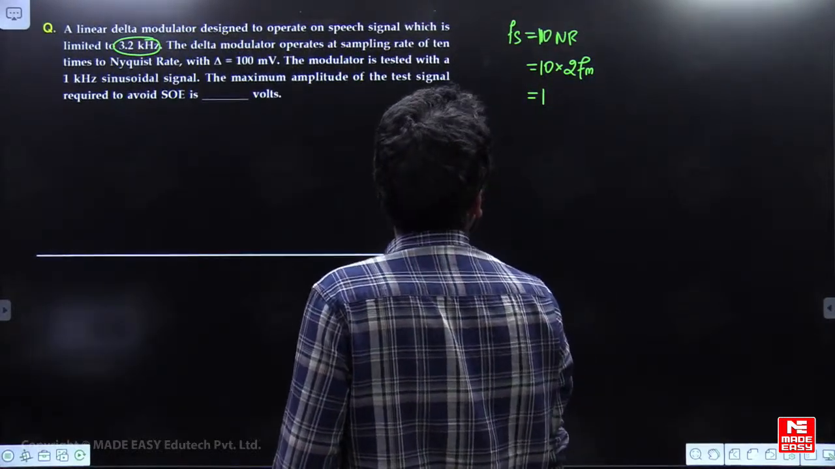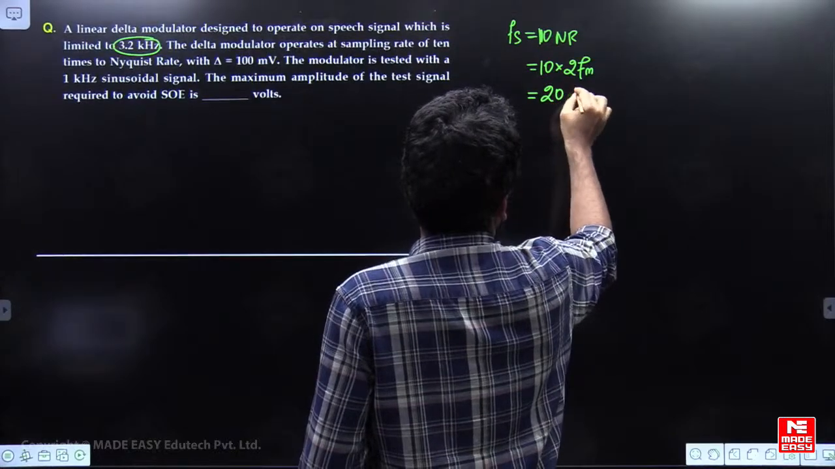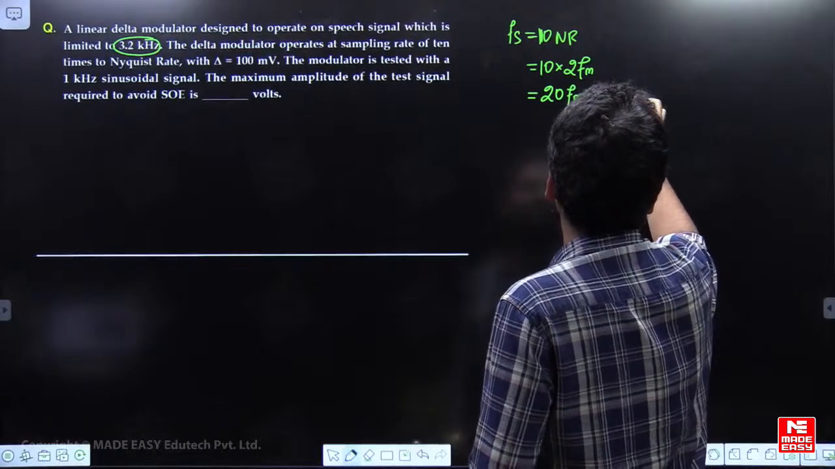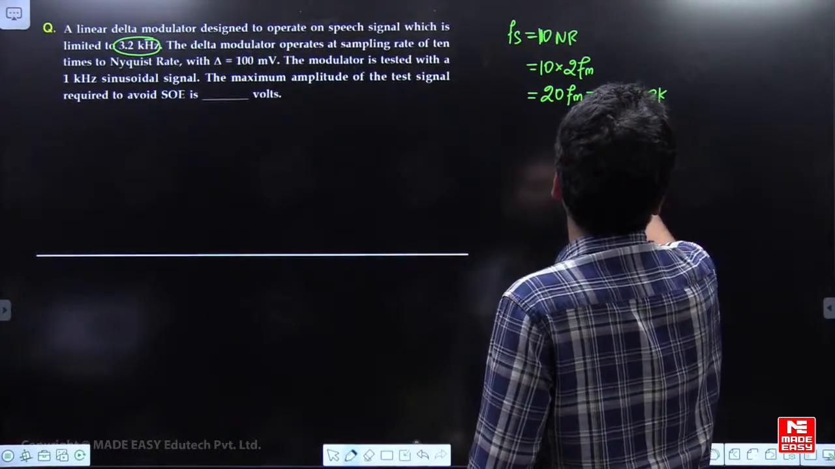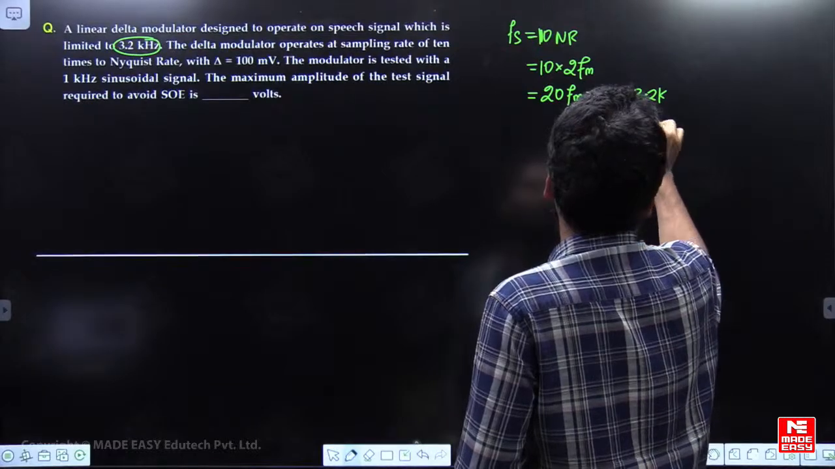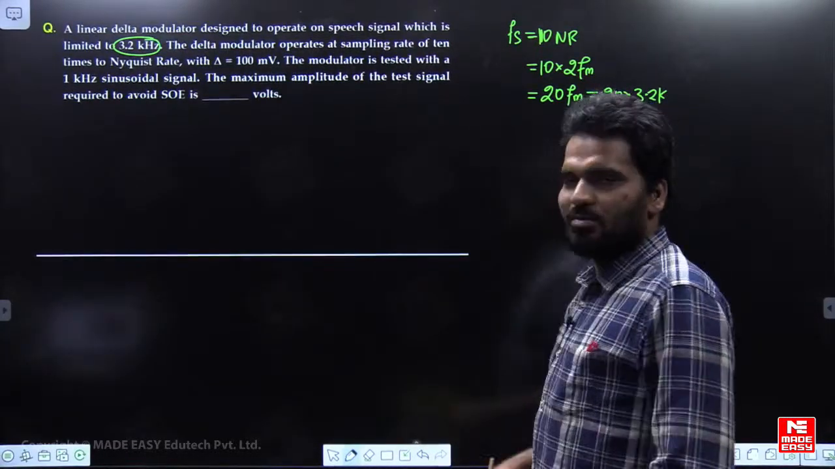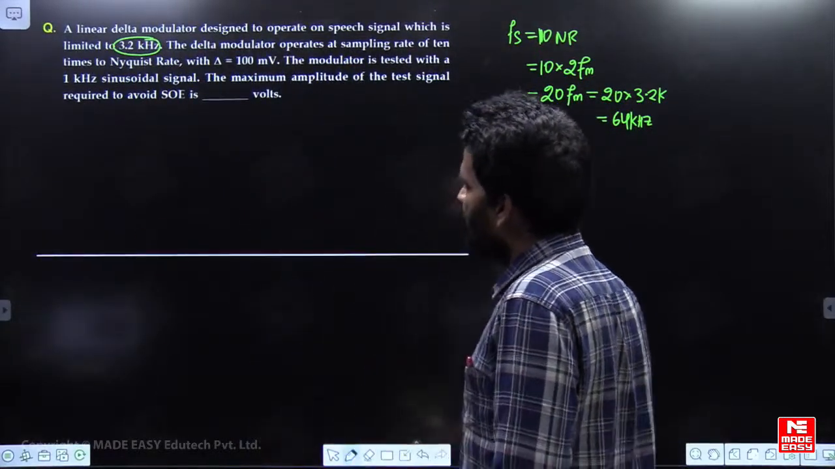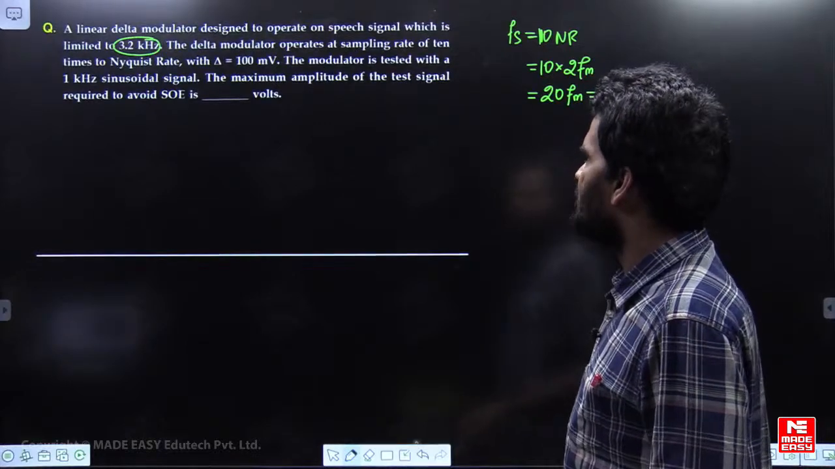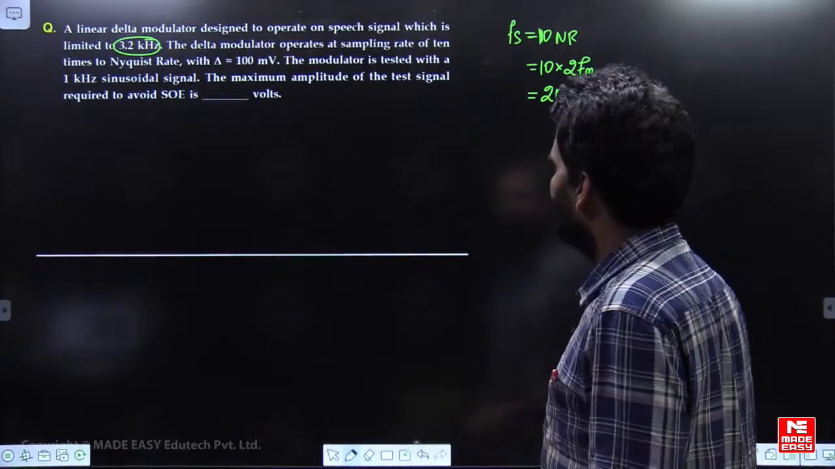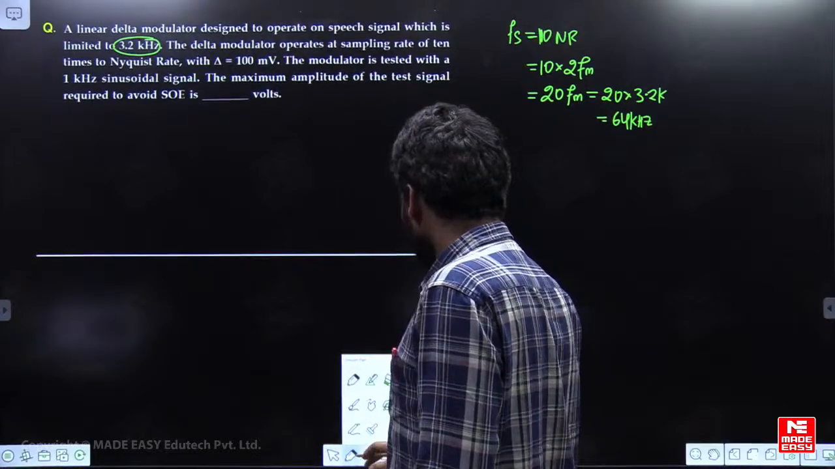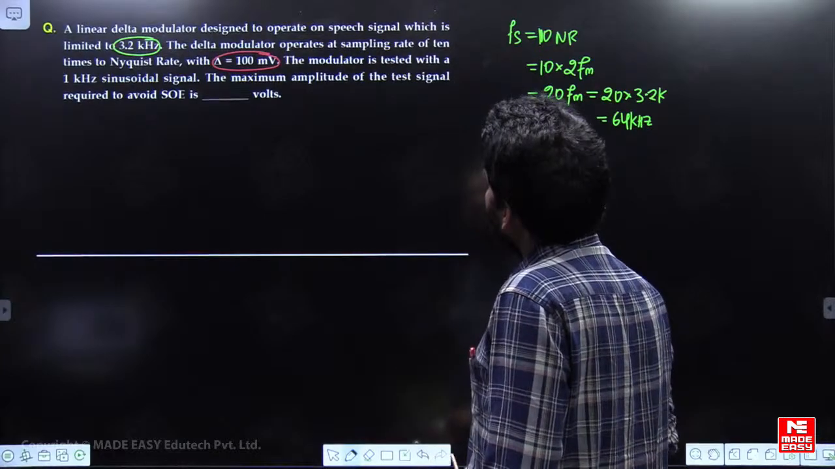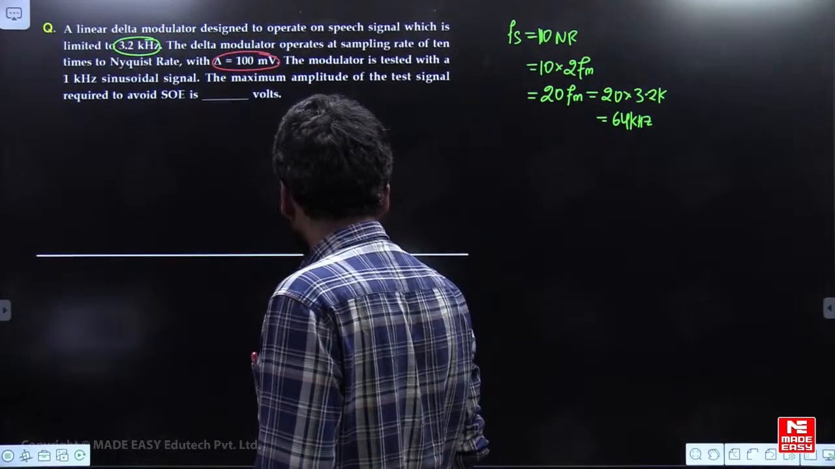So this is 20 fm, and fm is equal to what here? 3.2 kilohertz. So this is 20 times 3.2 kilohertz, and this is 64 kilohertz. This delta modulator is designed to operate on a signal whose frequency is 3.2 kilohertz, with a sampling rate of 10 times the Nyquist rate, that is 64 kilohertz, and delta is given as 100 millivolts. Now the modulator is tested with a 1 kilohertz sinusoidal signal.